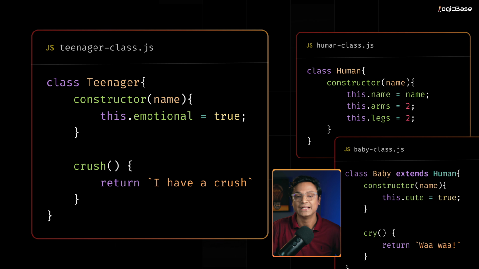In the same way, the teenager class will work just like this. It will inherit the common features from human, but it will also have its own unique property, emotional, and its own method, crush. I hope this part is clear now. Now let's move on and see how to actually call or create these objects.